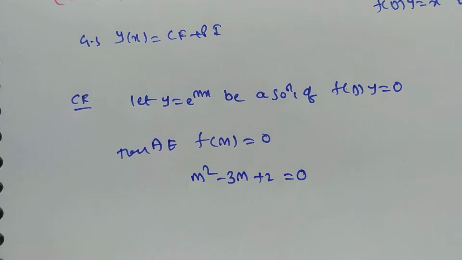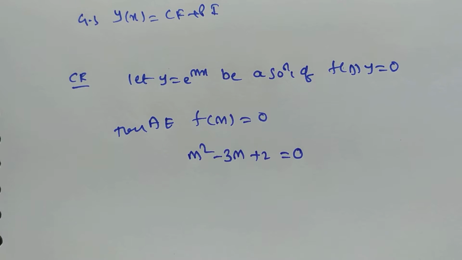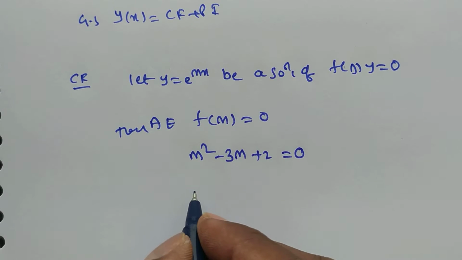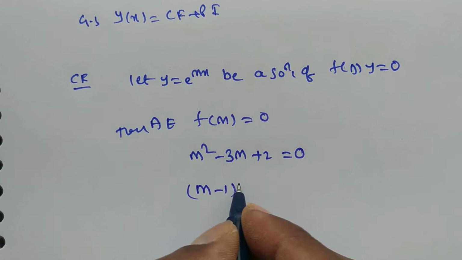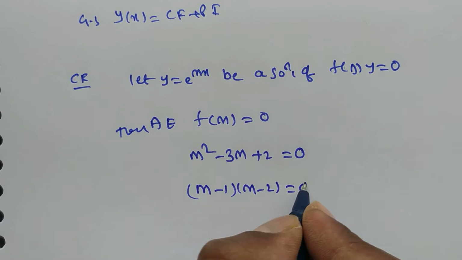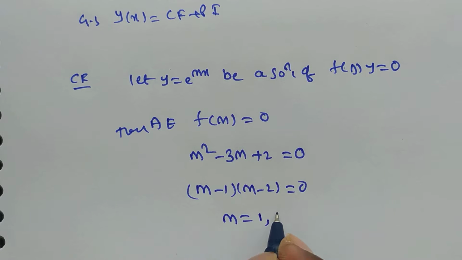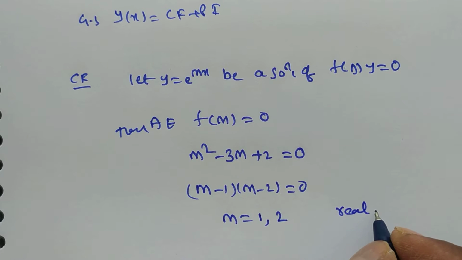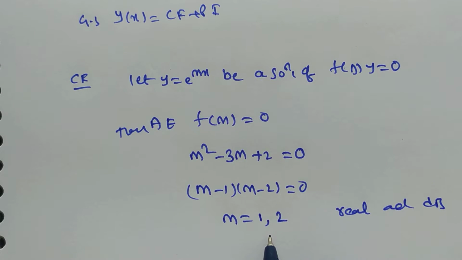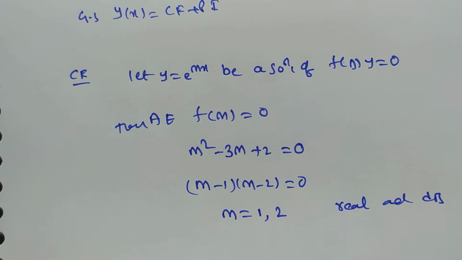Now we have to find the roots of f of m is equal to 0. You can write this as (m minus 1) into (m minus 2) is equal to 0. Then m is equal to 1, 2 are the roots. These two roots are real and distinct, 1 and 2. So both roots are real and different.